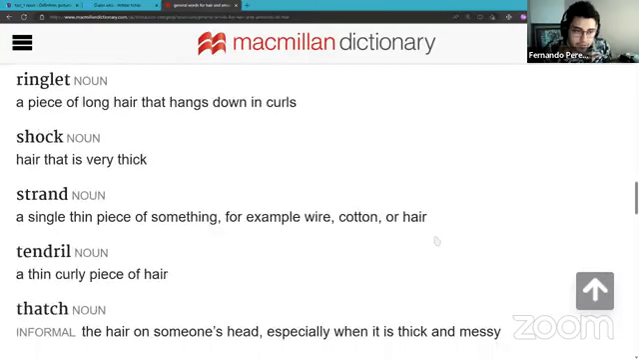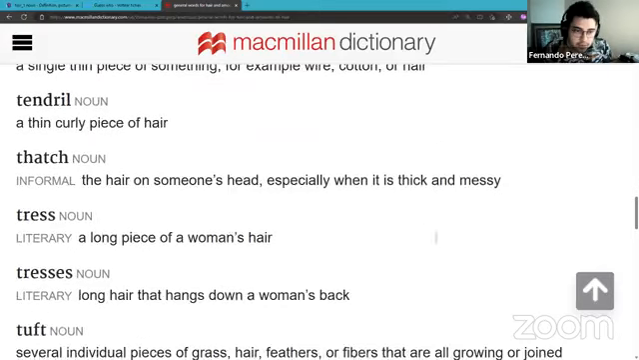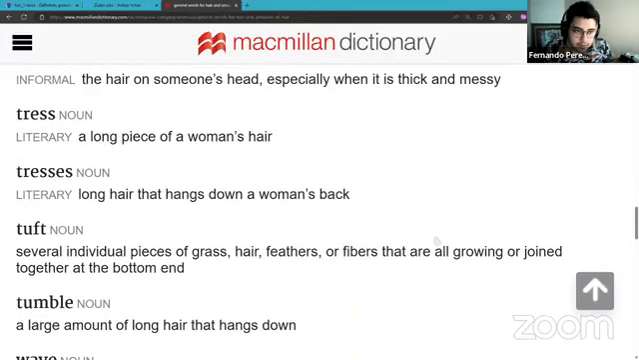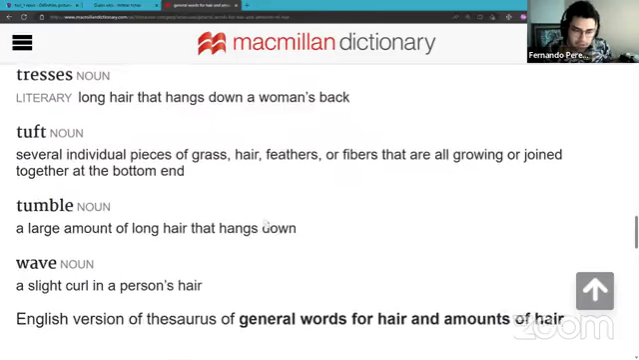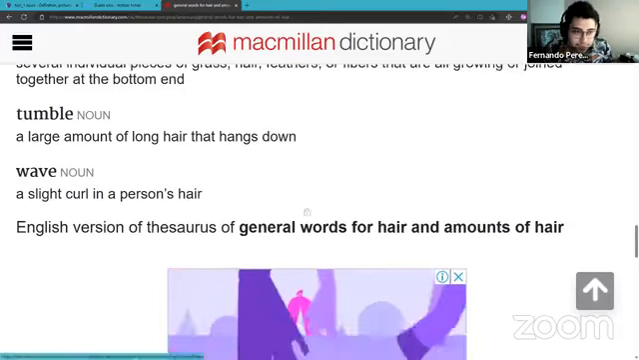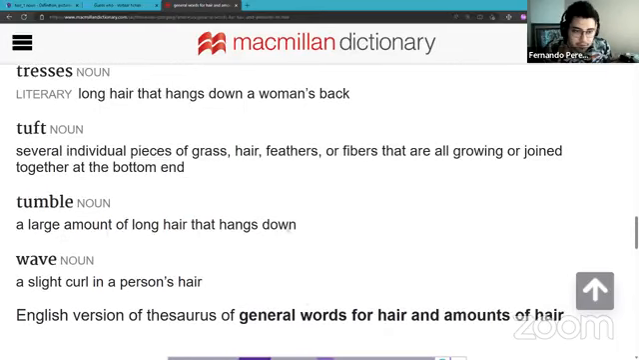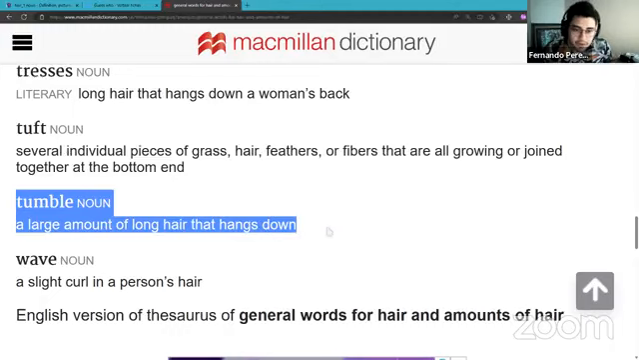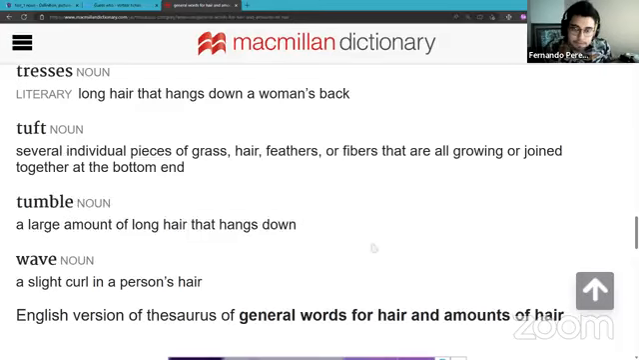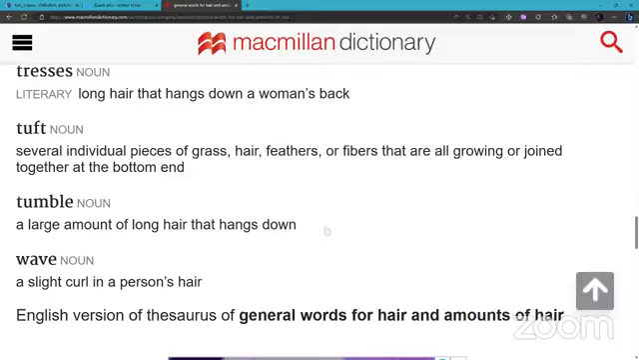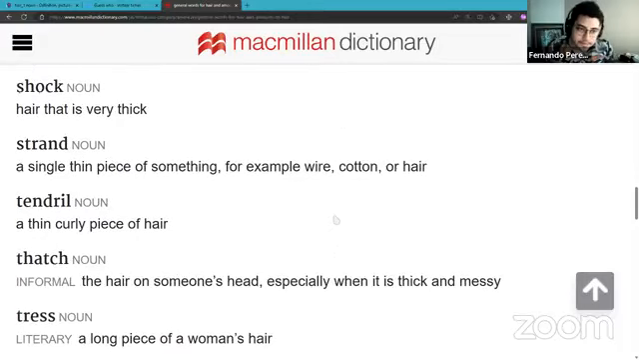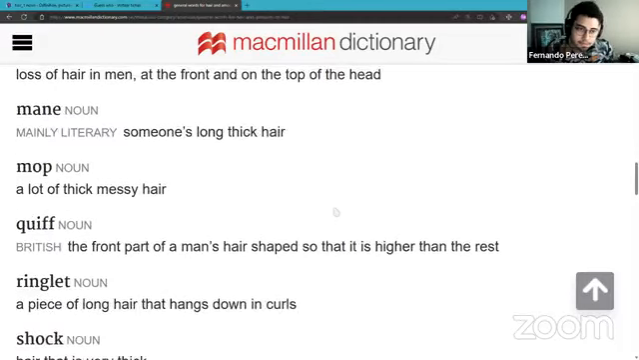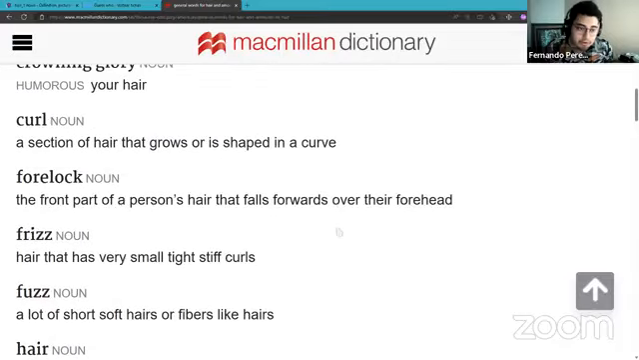We think the short strand, tendril, tresses, tuft. Wow, that's a lot of vocabulary. A large amount of long hair that hangs out. Tumble. Probably the word is tumble. That's it. A large amount of long hair that hangs down. So she's brown haired in the tumbles. That was new vocabulary for me too.